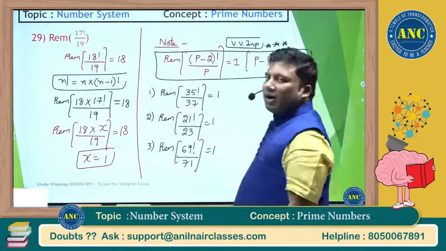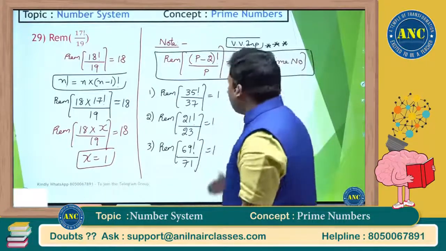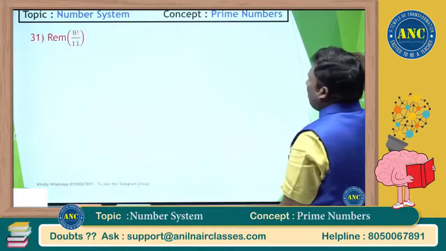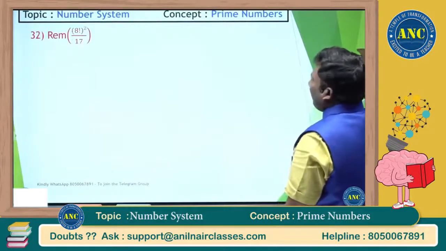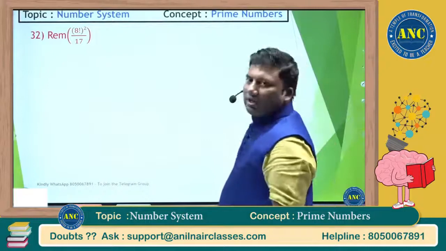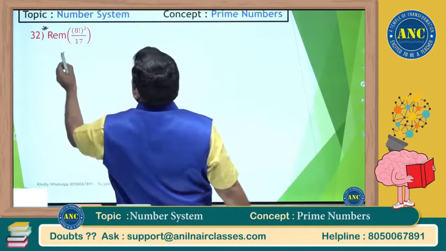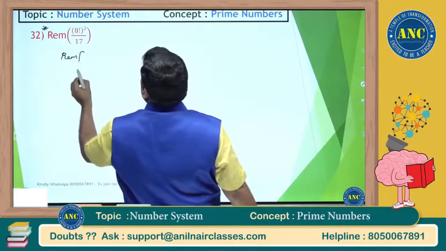P minus 2 factorial divided by P, it is 1. From here, some very, very good questions can be developed. Now see here, let me solve this question. Reminder, please put a star mark, sir. The question is 8 factorial whole square.